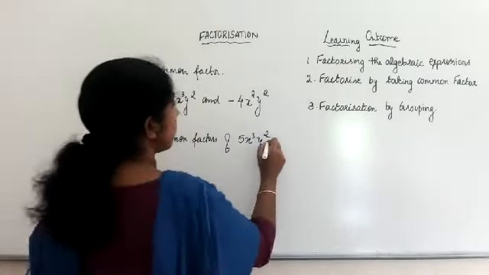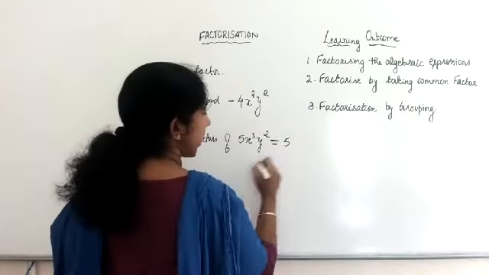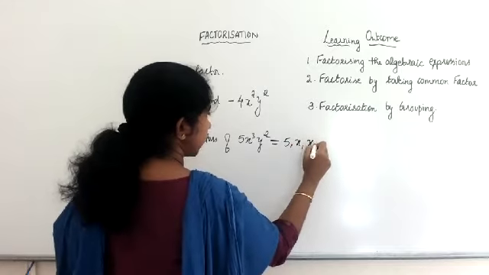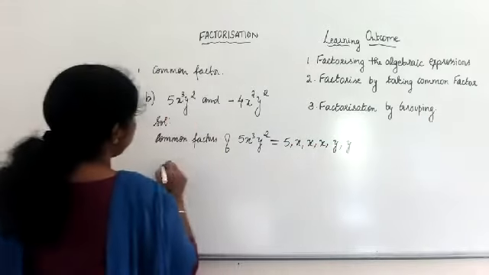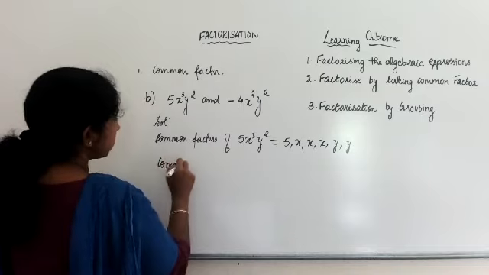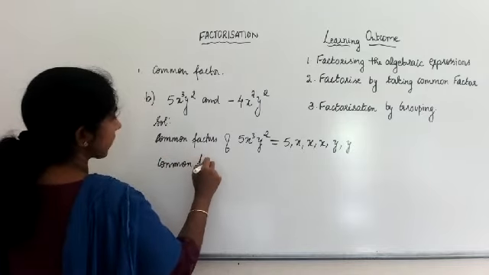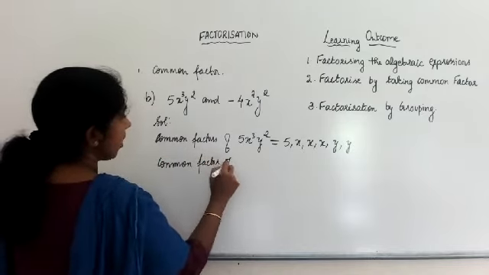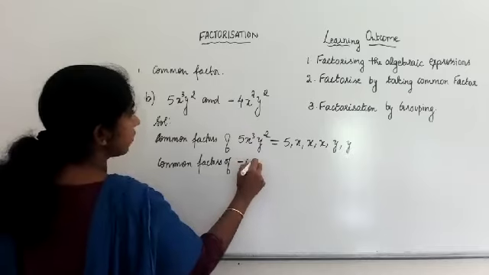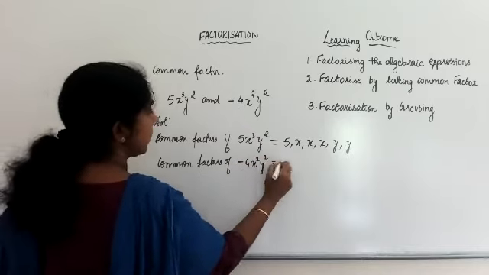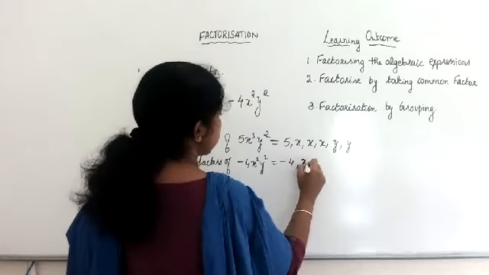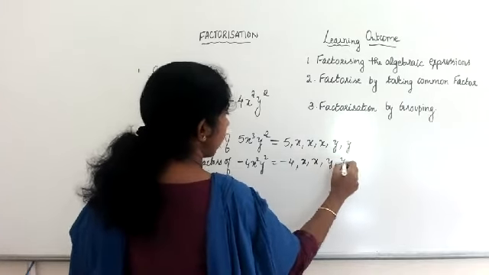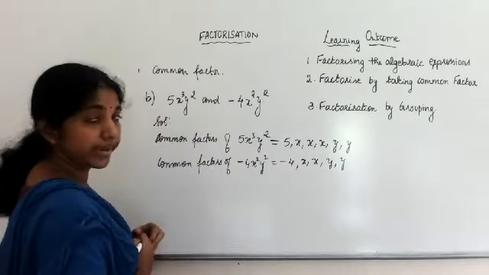What are the factors of 5x cubed y square? 5 is a factor, x is a factor, x is multiplied 3 times, and y, y. Next we will find the factors of which term? Minus 4x square y square. I'll take this as minus 4 as one of the factors, then x, x, and y, y. This y is multiplied twice, y square.